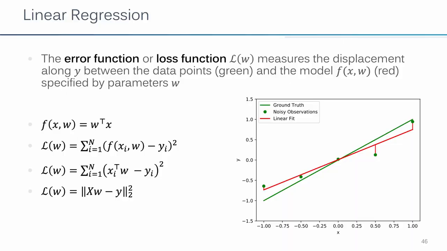Okay, so what we want to do basically is first have a function that defines the line. I think you all have seen that before in school. It's just a linear function: w^T x is the function, where x is the variable and w is some parameter that we want to learn. And we can define how well this line fits by an error function or loss function.